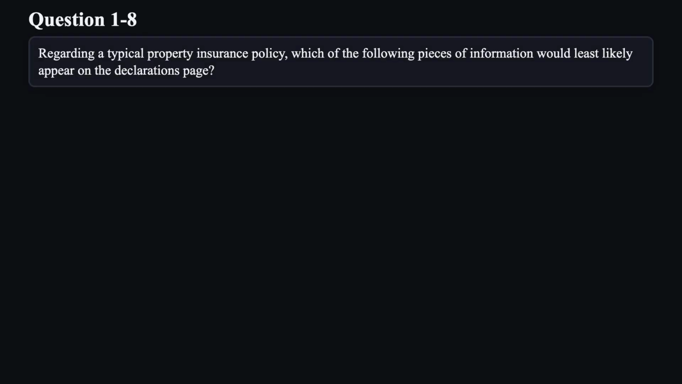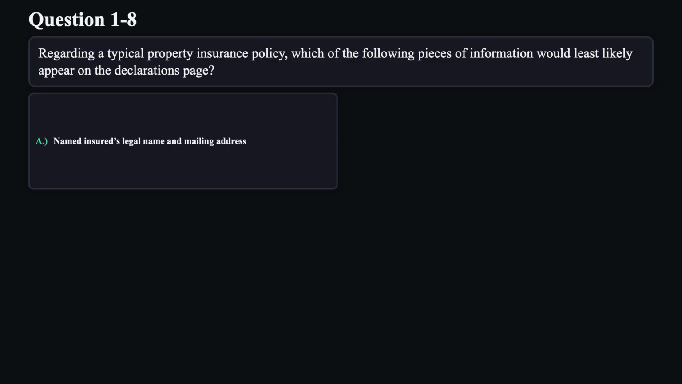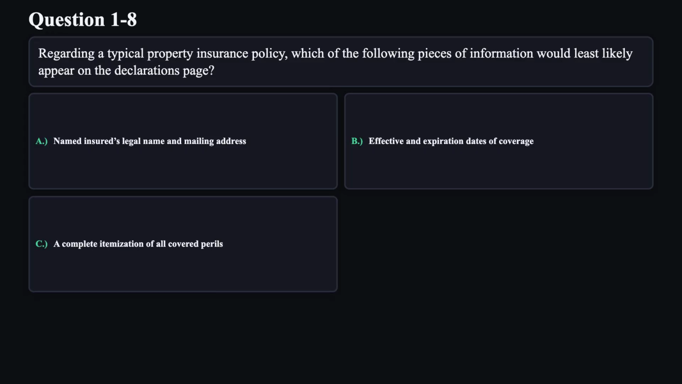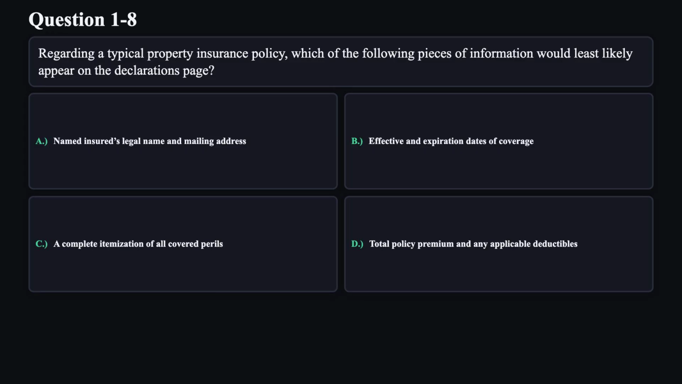Question 8. Regarding a typical property insurance policy, which of the following pieces of information would least likely appear on the declarations page? A. Named insured's legal name and mailing address. B. Effective and expiration dates of coverage. C. A complete itemization of all covered perils. D. Total policy premium and any applicable deductibles.